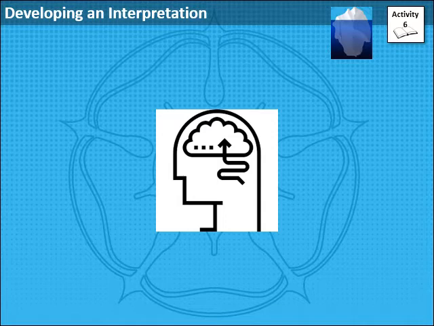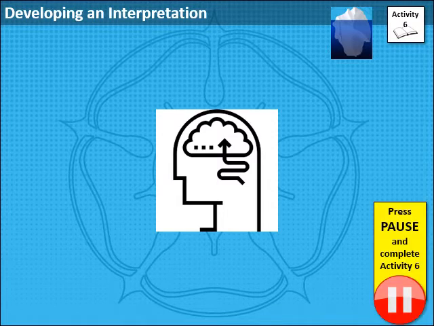For activity 6, I'd like you to think about how persuasive the poem is. The speaker argues that because everything in nature seems to be connected, the girl he is talking to should kiss him. Do you think he puts together a convincing argument? Give reasons for your answer. Press pause, complete the activity and press play to move on.